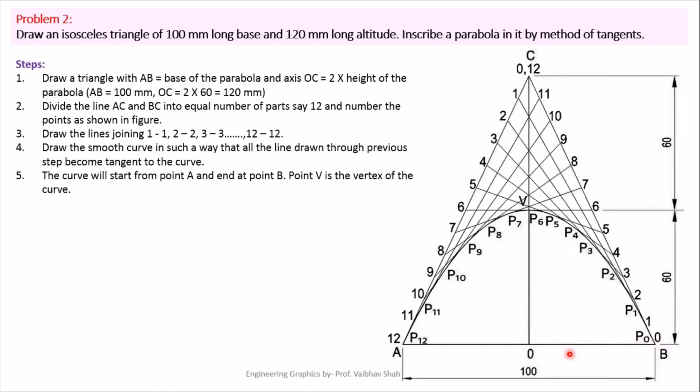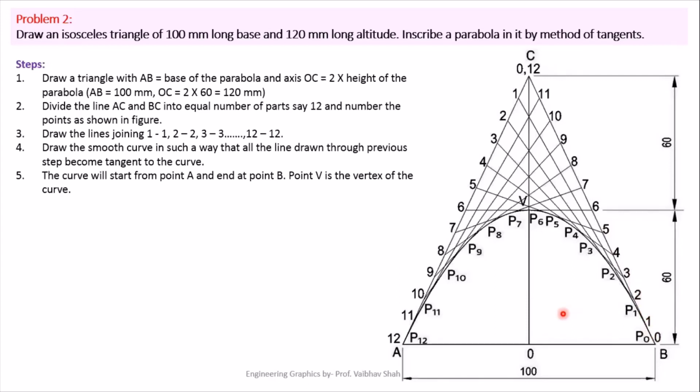After finishing this isosceles triangle, you have to divide this particular portion of A to C into some equal number of parts, and this should be an even number. So in this case we are dividing this portion into 12 parts. So let us start numbering from this point as 12, 11, 10, 9, 8, 7, 6, 5, 4, 3, 2, 1 and 0. And this portion here will also start from 12 itself. So 12, 11, 10, 9, 8, 7, 6, 5, 4, 3, 2, 1 and 0.